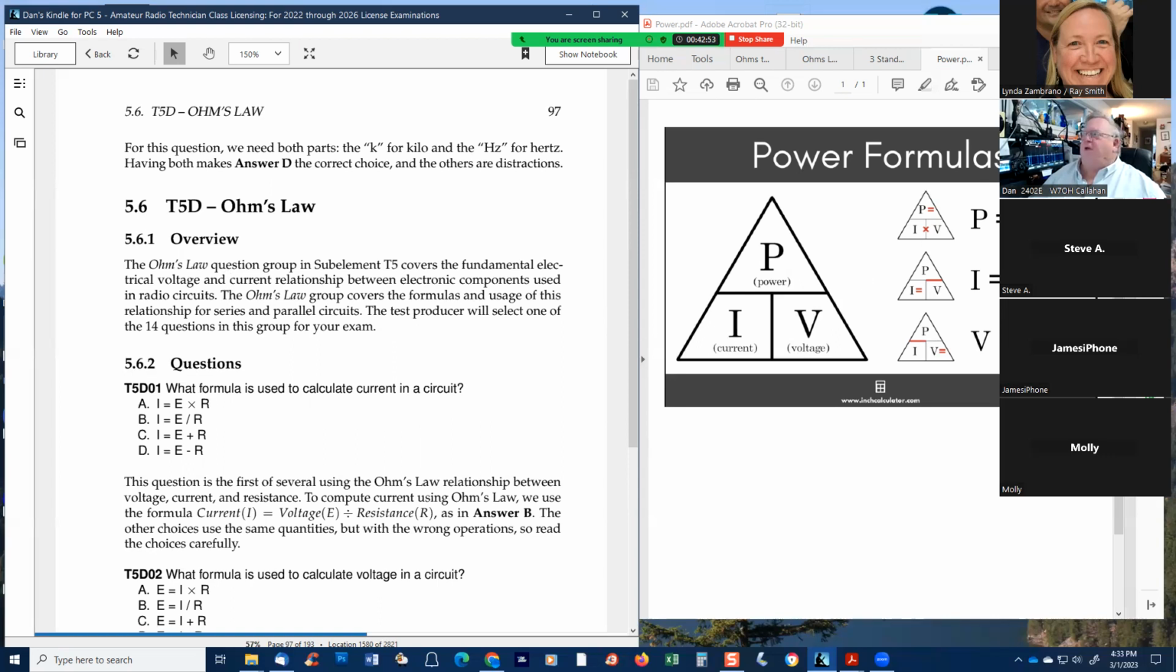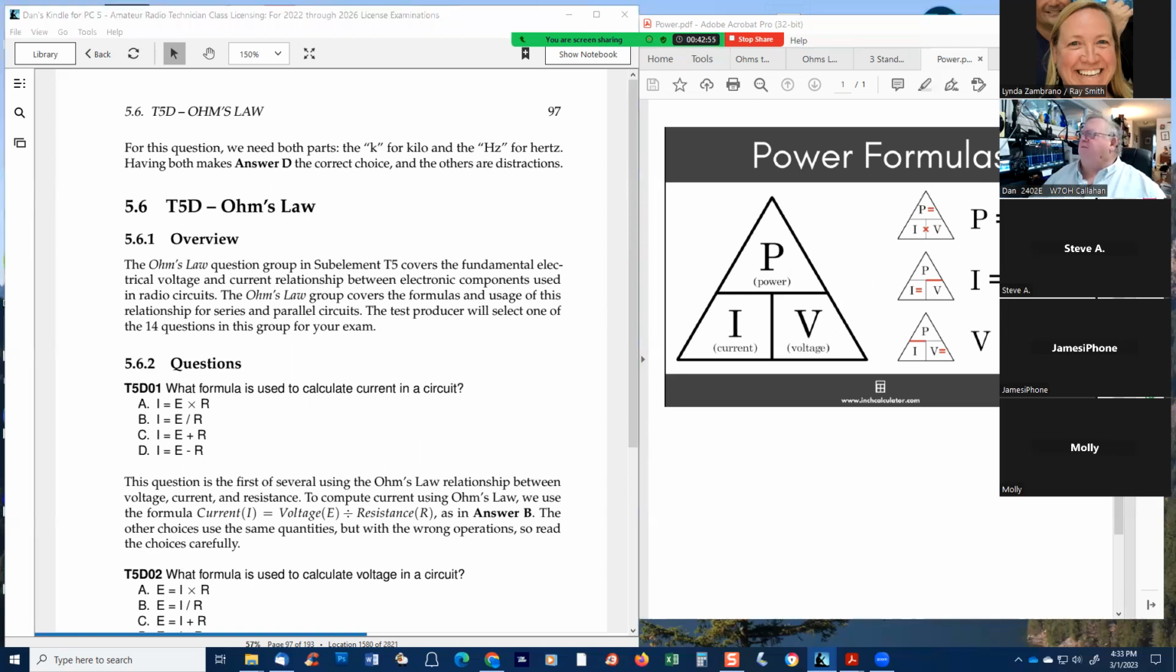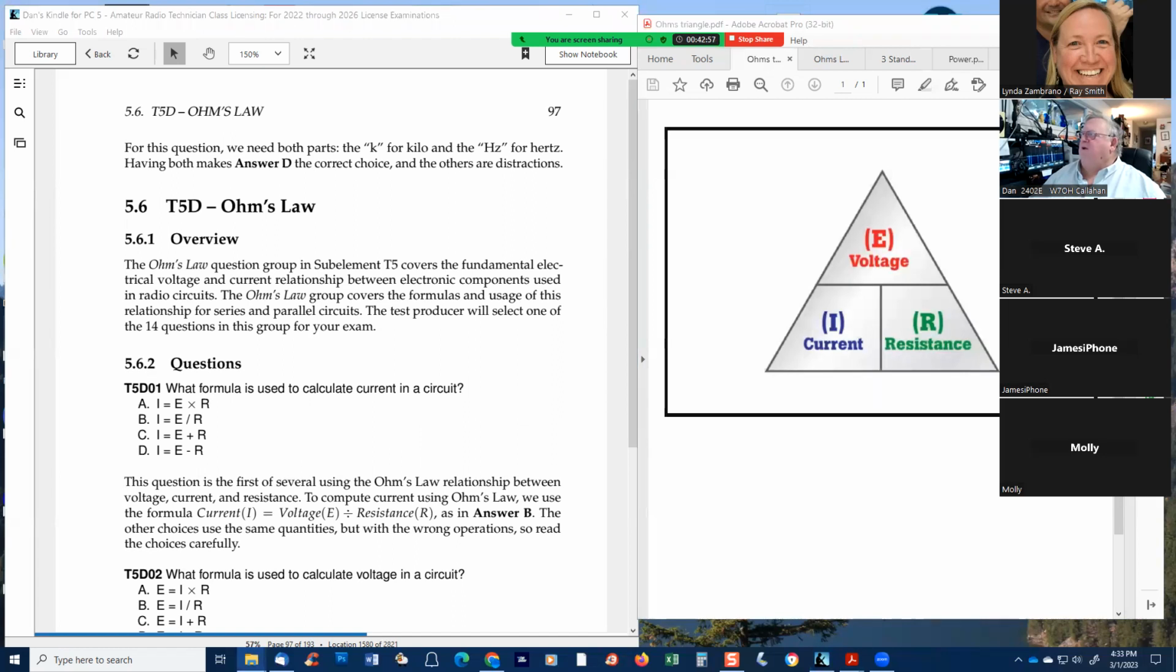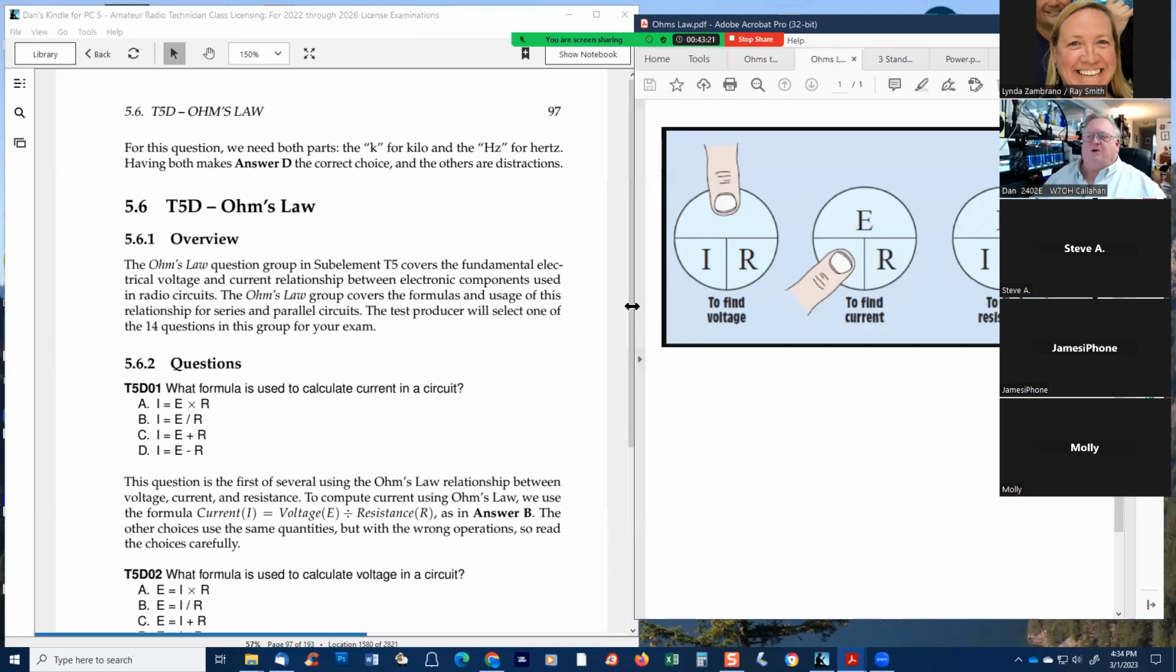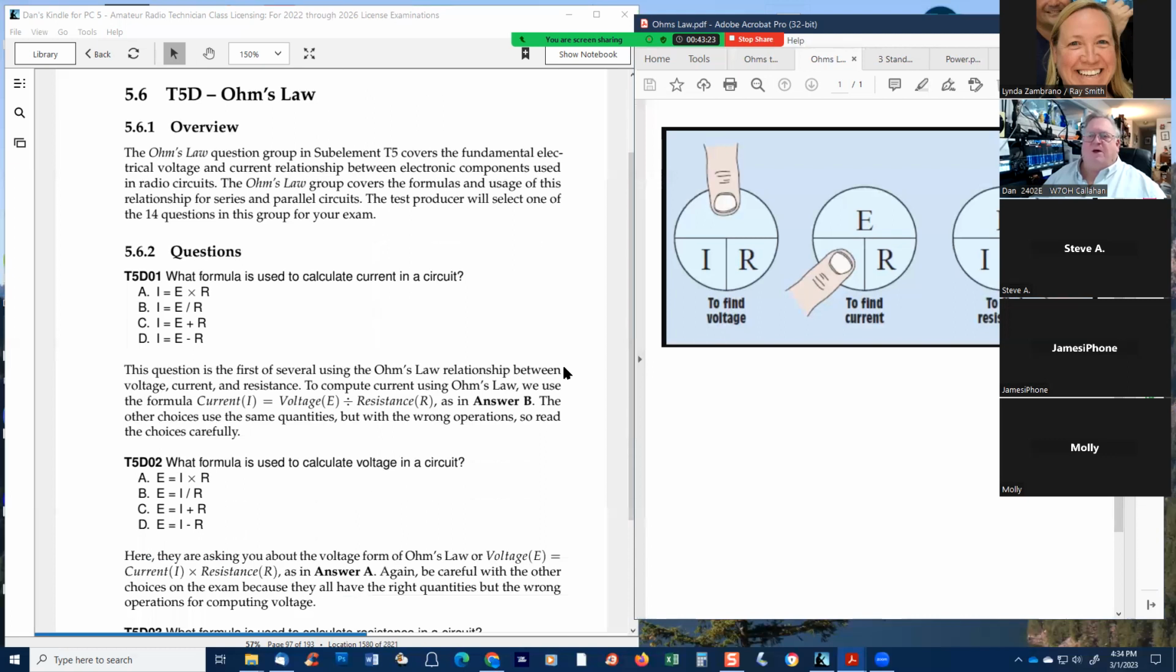Ohm's law. I'm going to go back to Ohm's law. In fact, I'll put this one up. What formula is used to calculate current? Well, again, I come back here. Current is this one. So it's E, voltage, over resistance. We find I is E over R, B. And this is the way to make it really easy. Instead of memorizing multiple formulas, just keep this in mind.